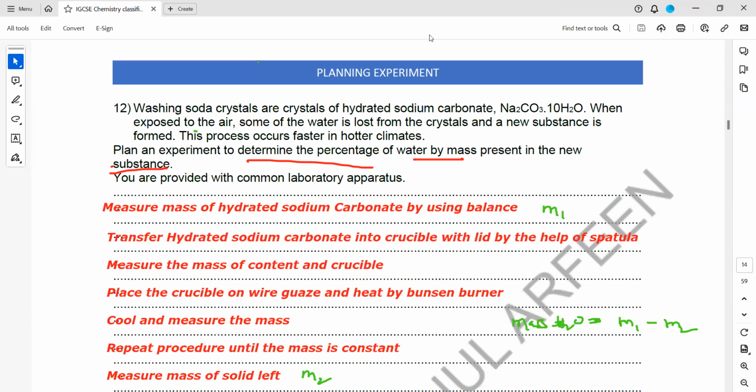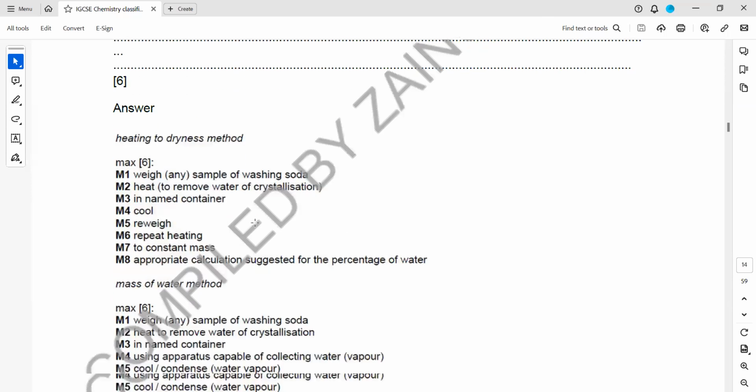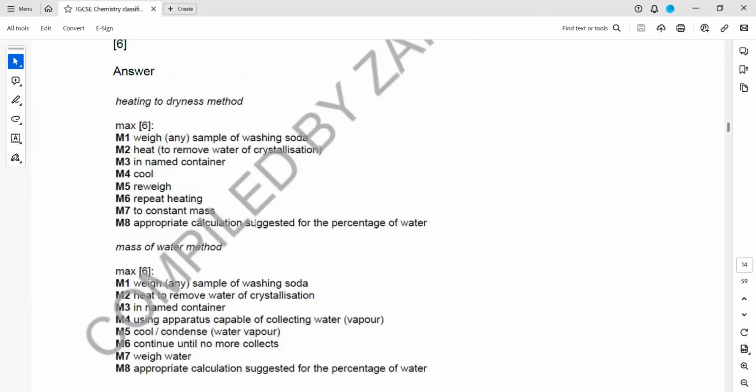What are the marking scheme points? As you can see here, these are the marking scheme points. We can heat to dryness as well. Heating to dry, weighing the sample of washing soda, heating and removing the water of crystallization, naming the container like crucible, we cool, reweigh, repeat heating until the mass is constant, and an appropriate calculation suggested for the percentage. A maximum of 8 points are given, any 6 are acceptable.